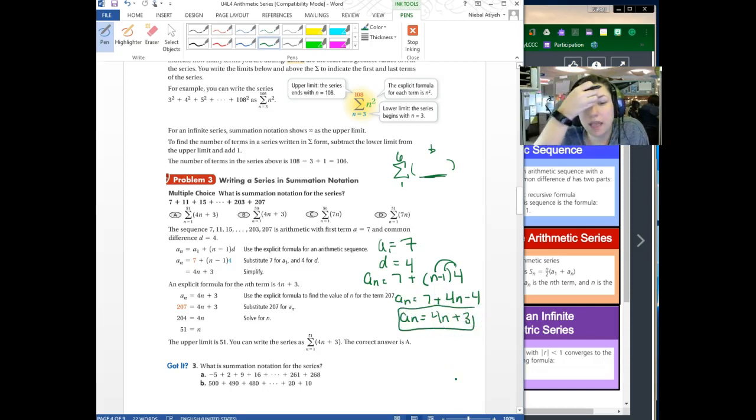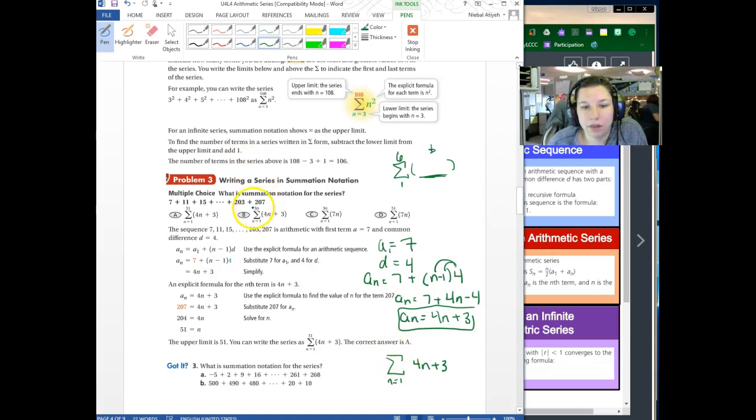Okay. Then if we want our summation notation, then we would do the sum. Okay, 4n plus 3 is our formula, and next we need to figure out, we went from the first term to, well, the last piece that's missing is how many terms is it?